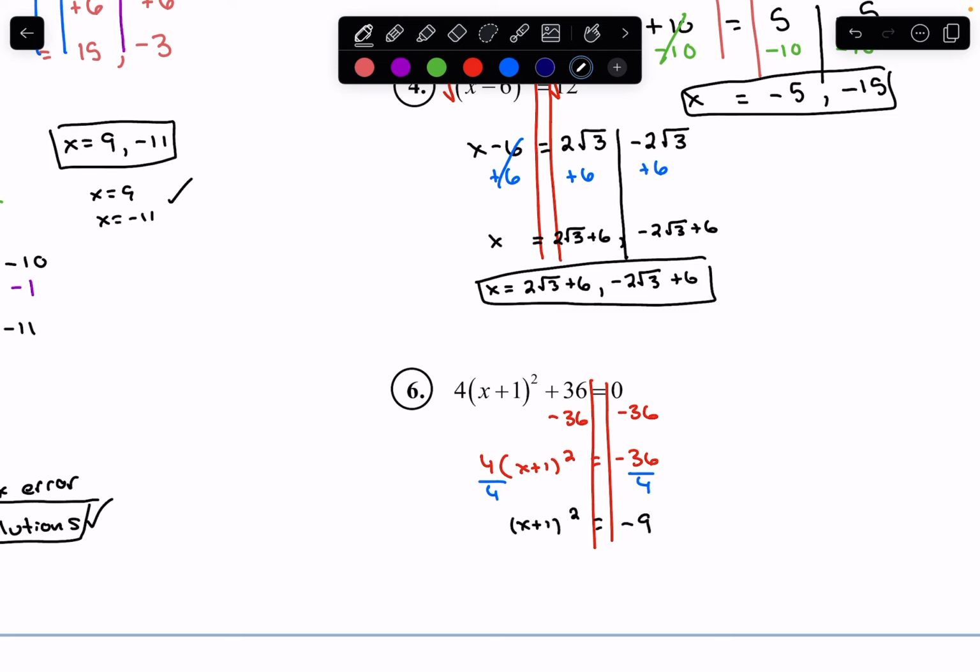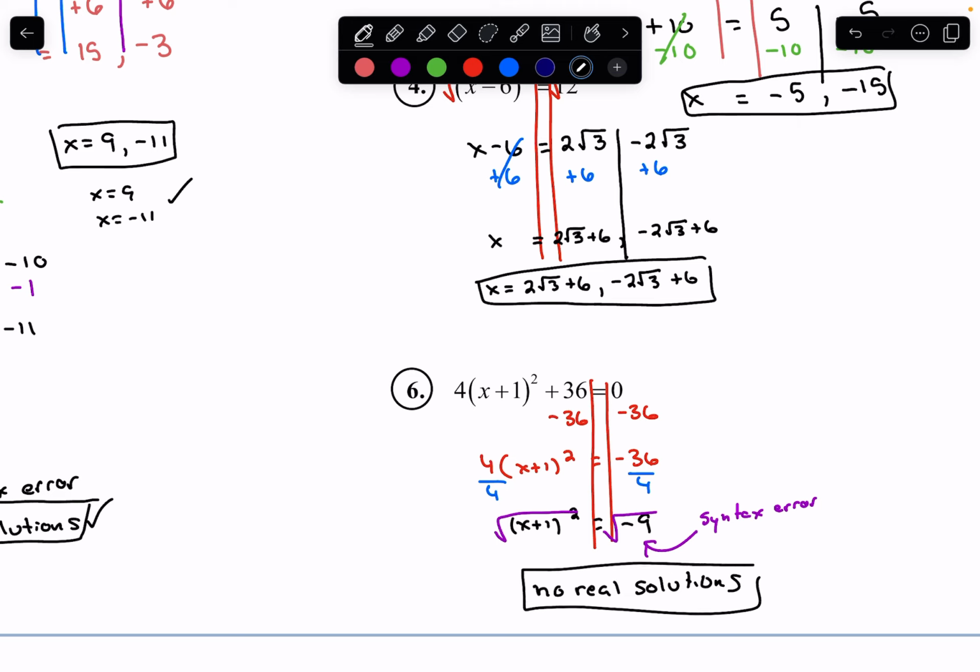Now I have a problem because when I square root this side and square root this side, I'm trying to take the square root of a negative number and I'm going to get a syntax error on my calculator. It gets mad for a good reason. You can't square root a negative number. So my answer to number 6 is there are no real solutions.